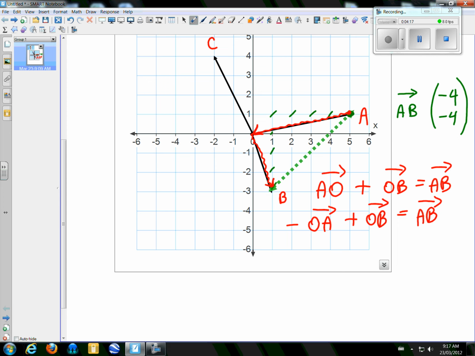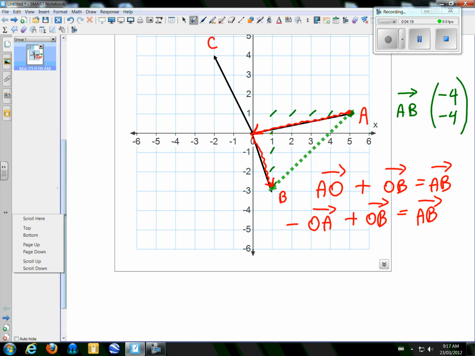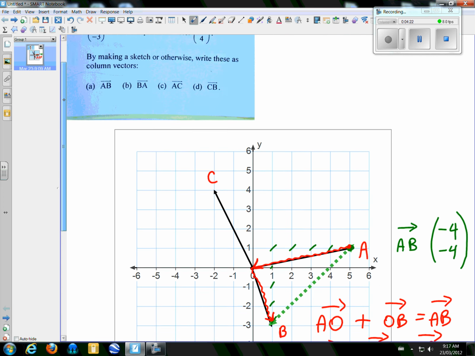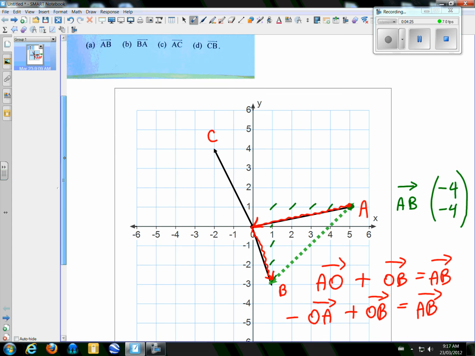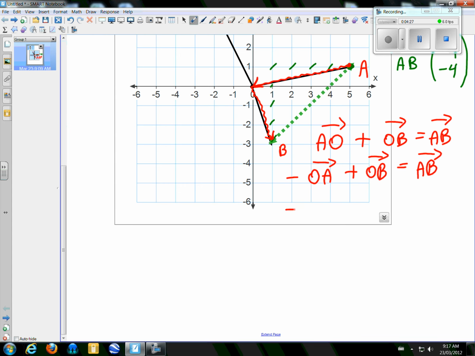So what was O to A? That was vector A. So that was (5, 1). So we must take the opposite of (5, 1), because we're going in the opposite direction. And we add to it O to B, which was the column vector (1, -3). So what does that equal? Well, that's going to equal A to B. The scalar -1 is multiplied through, giving us (-5, -1). And we add that to (1, -3).